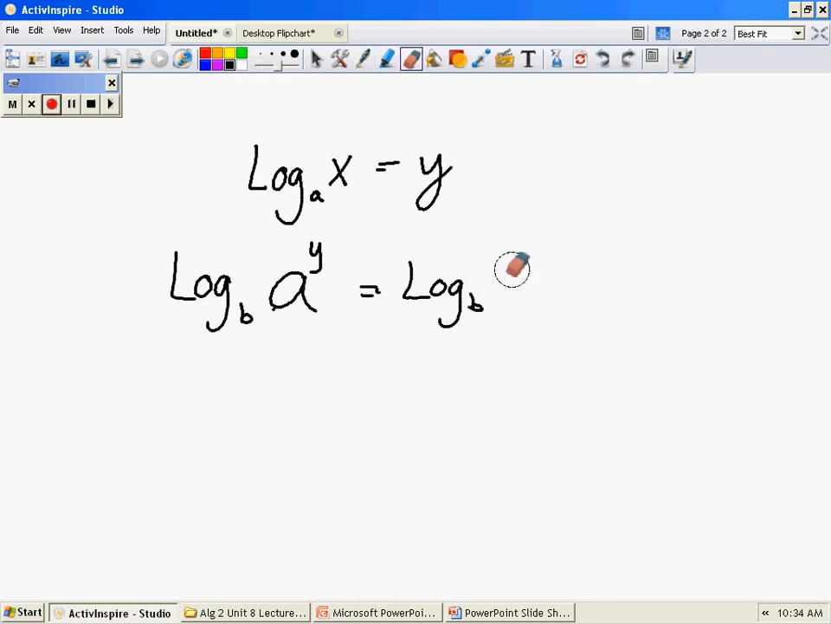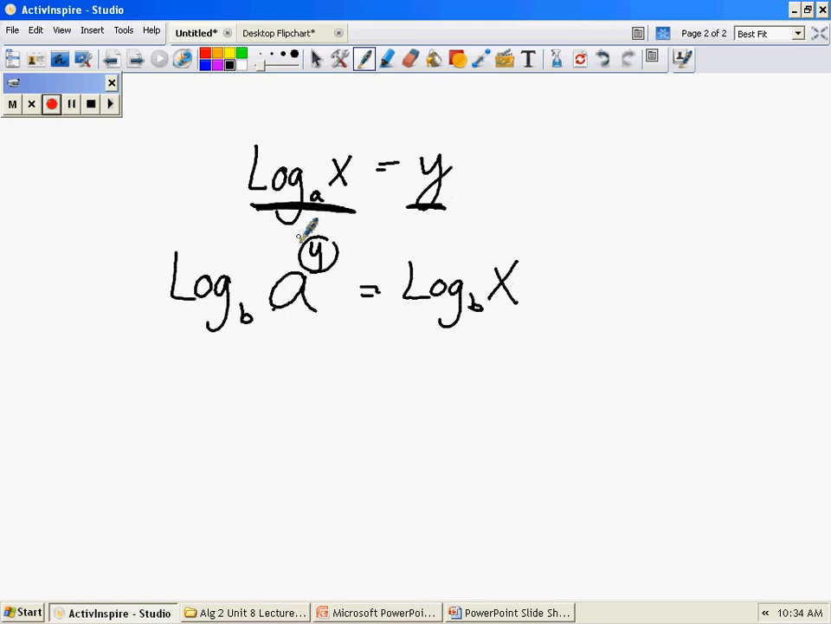There. Well, now I've got a new log in there. Now remember, I'm trying to figure out what this would be in base b. So I just need to get y by itself. And if I've got y by itself, then I can do it. So how can I get this y out of here?